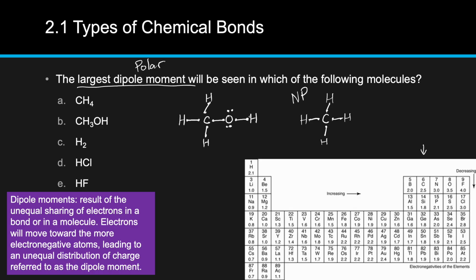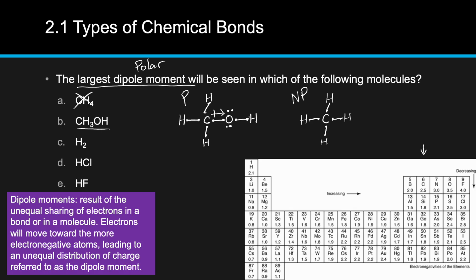And now you can see, if we're looking at this carbon in the middle, this oxygen is much more electronegative than the 3 hydrogens, which means this oxygen is going to pull the electrons in this direction of the molecule, which means this is a polar molecule. So this is definitely one of our contenders for this question.